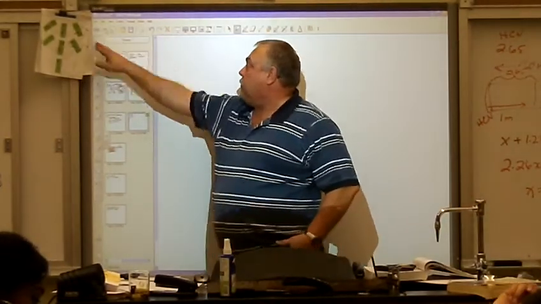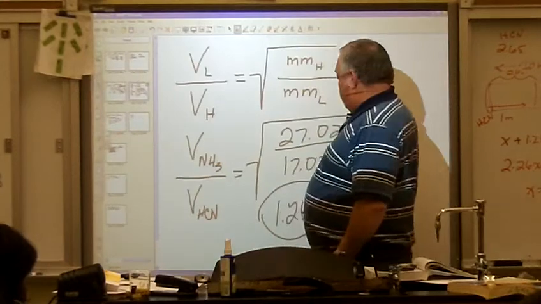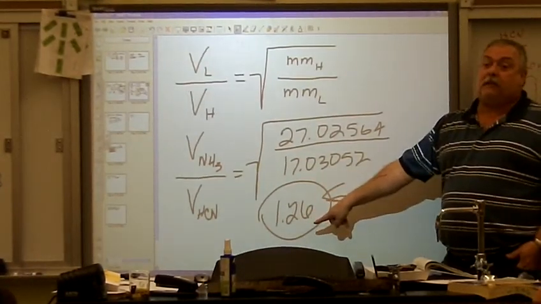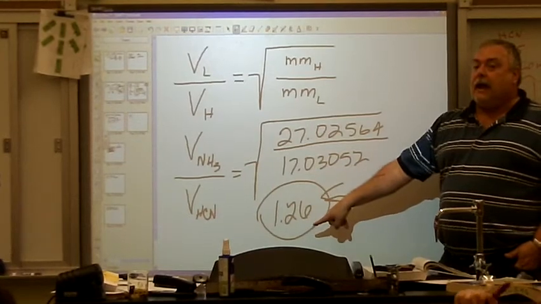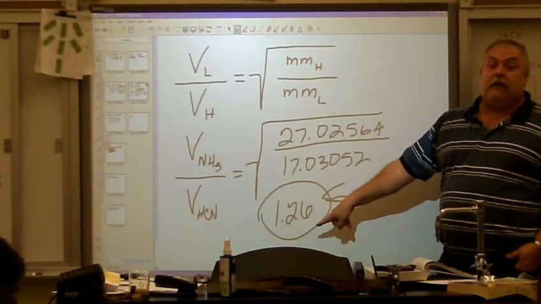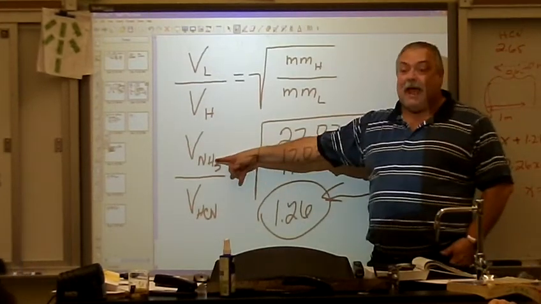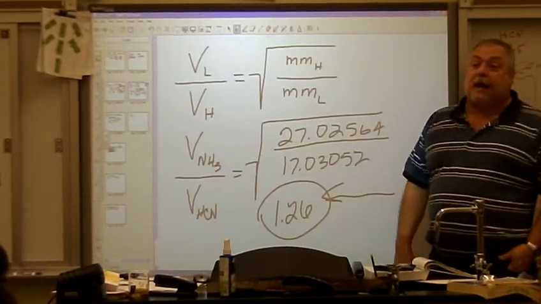1.26 was from here. In other words, we figured out that the actual ratio of speeds between ammonia and hydrogen cyanide was 1.26. We knew that since ammonia was the lightest gas, it's going to travel 1.26 times further.